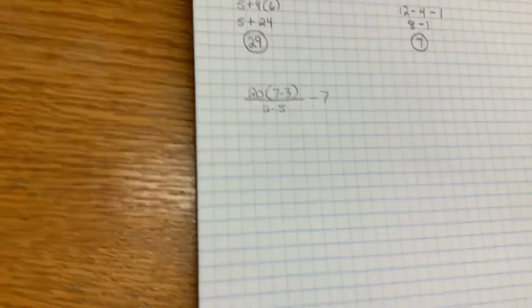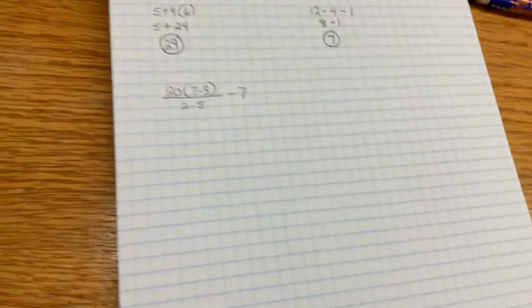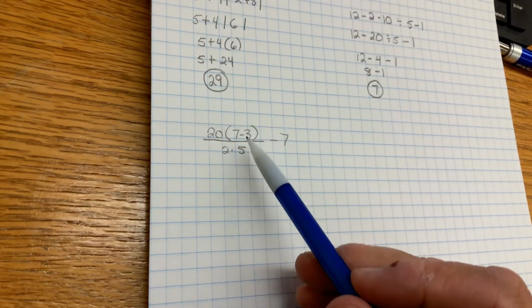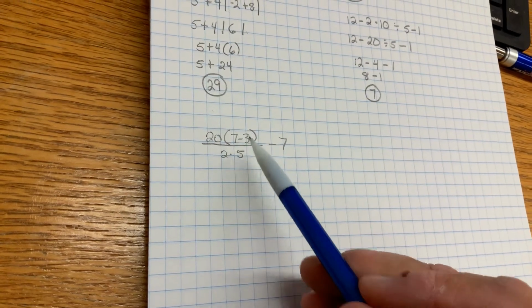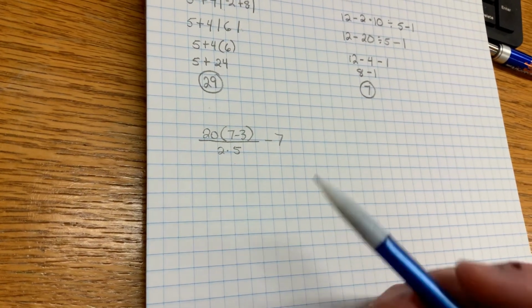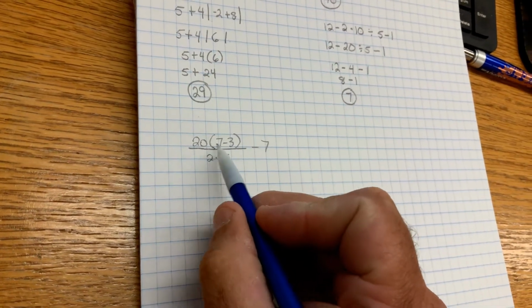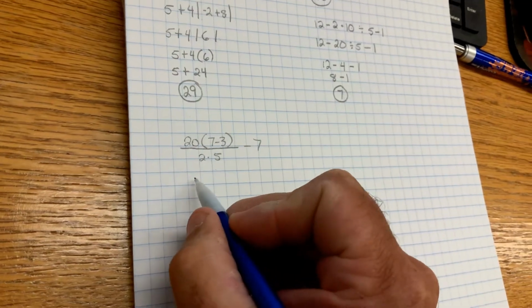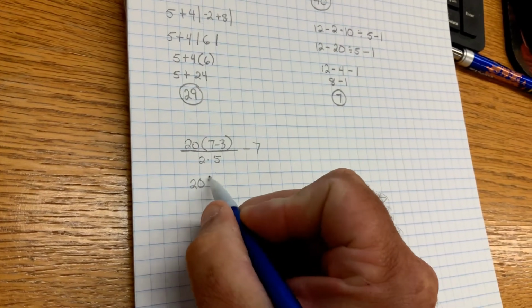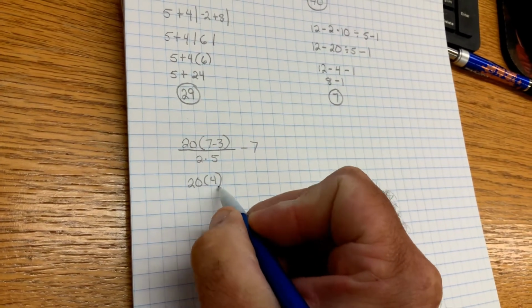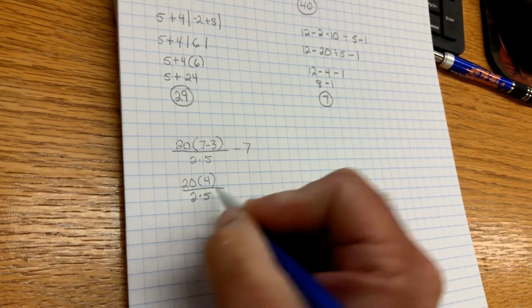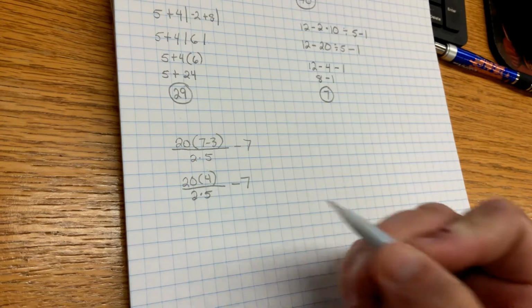Sorry, I'm probably making you sick following the camera around a little bit. Anytime we have something like this, we have to do the top and then do the bottom. Treat them like two separate problems. The first thing we're going to do is look at the top. We have parentheses, so we're going to subtract this. So we get 20 times 4 divided by 2 times 5 minus 7.